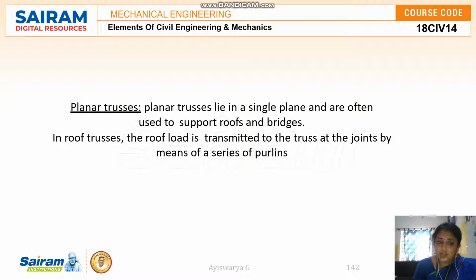The first one is a planar truss. Planar trusses lie in a single plane and are often used to support roofs and bridges. See guys, the planar truss lies in a single plane only. In roof trusses, the roof load is transmitted to the truss at the joints by means of a series of purlins. Using the purlins only, the loads are transferred to the bottom.